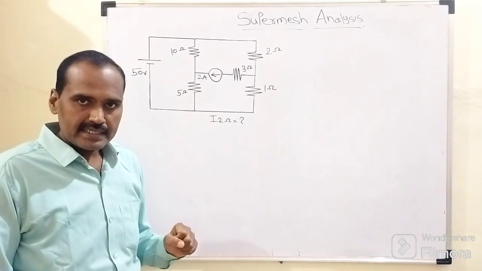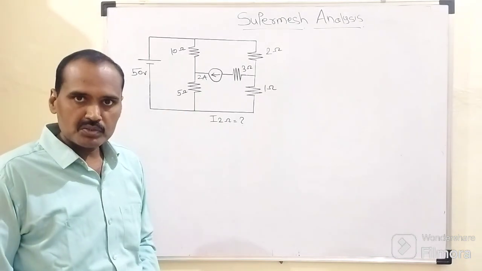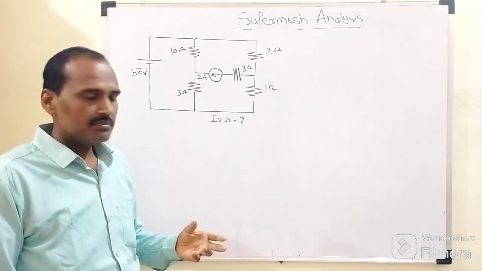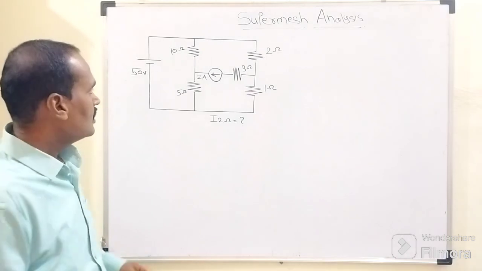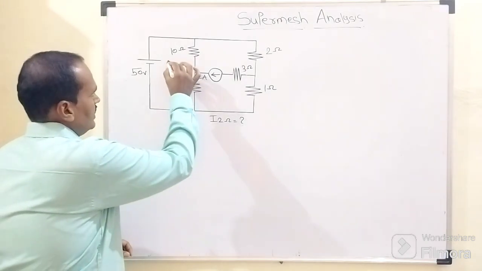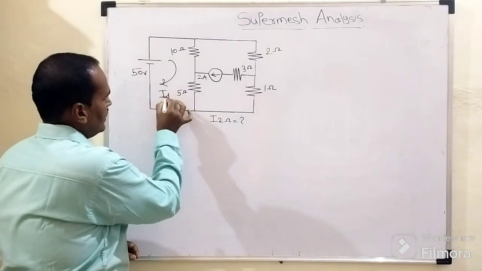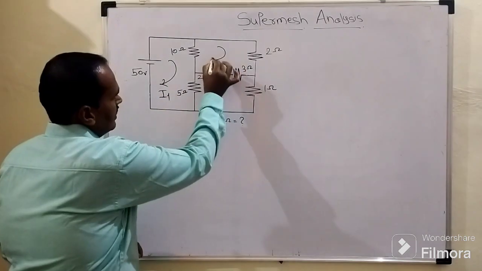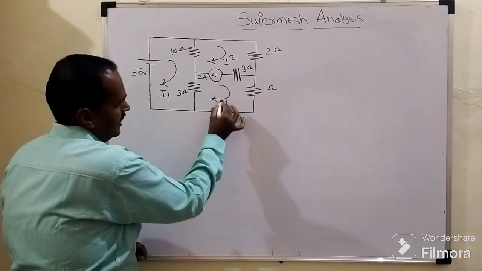From the mesh analysis point of view, when we look at this given network, we come to know that there are three identical meshes. This will be the first one, and the current flowing through the first mesh can be called I1. The current through the second mesh is I2, and this will be I3.